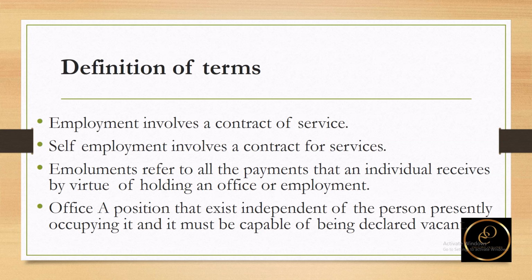We start by looking at some important definitions of terms. One, we're looking at employment. Employment is that which involves a contract of service, whereas self-employment involves a contract for service. We also look at what emoluments entail. Emoluments refer to all payments that an individual receives by virtue of holding an office or employment.